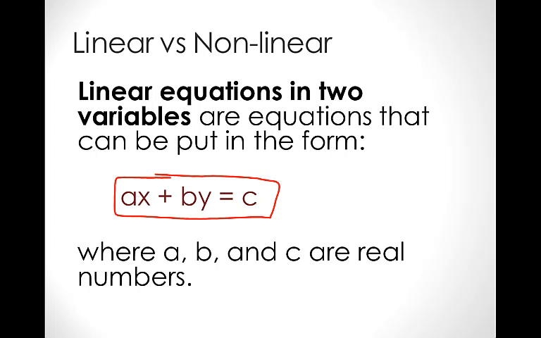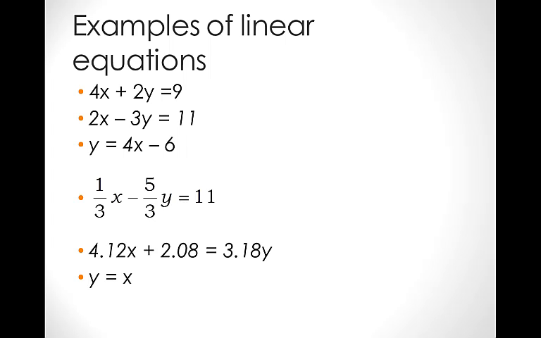A, b, and c are real numbers, and those are just constants. Here are some examples of linear equations: 4x plus 2y equals 9. 2x minus 3y equals 11. y equals 4x minus 6. Why is this? Because I can rewrite this in that form, right? I can subtract 4x from both sides and get negative 4x plus y equals negative 6.